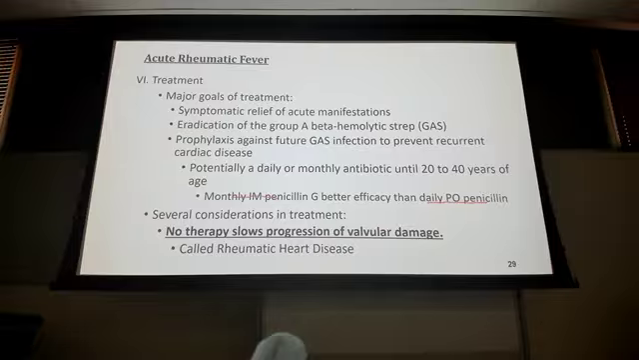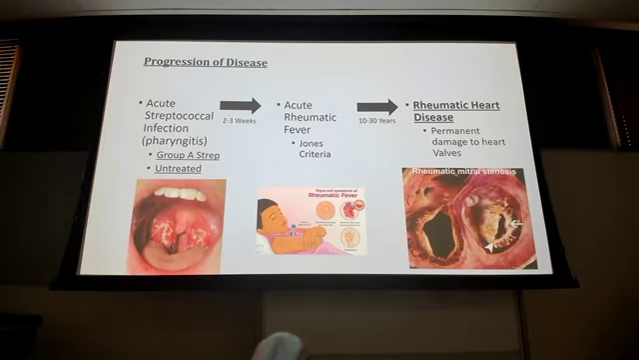So compliance is probably going to be a little better by doing the monthly shots versus a daily antibiotic. Okay? But we do this because we want to prevent that progression to rheumatic heart disease, which is a chronic problem, and this is permanent damage. Okay? We said you have temporary damage during the acute rheumatic fever phase, but when they progress to rheumatic heart disease, this is now permanent. We can't do anything to fix it necessarily without doing invasive treatments, okay?